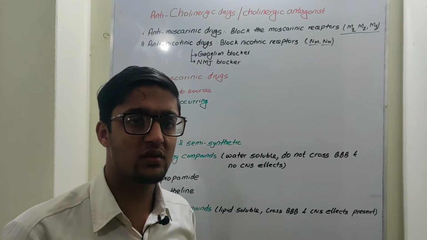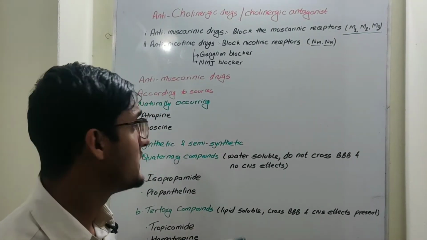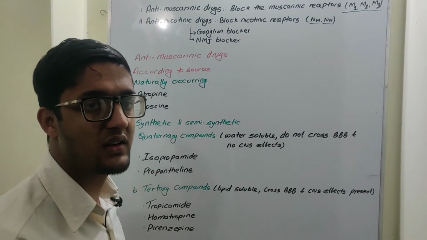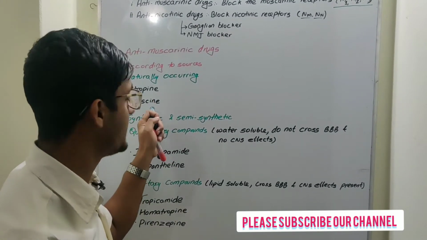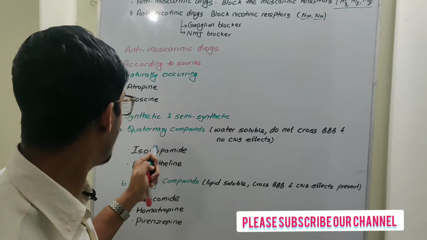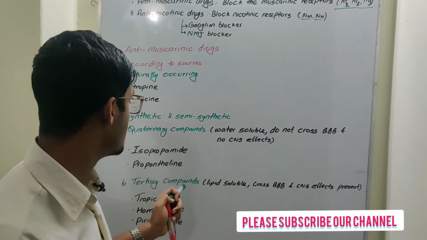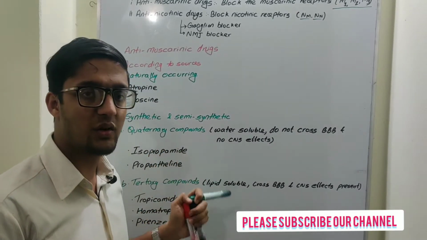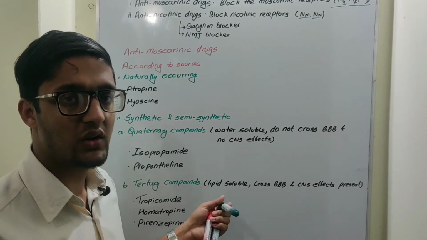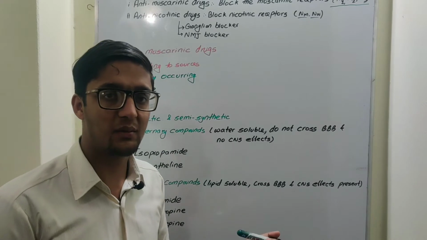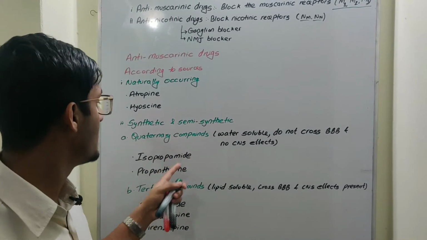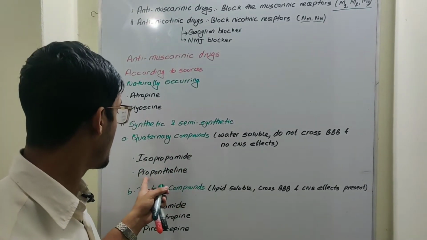Anti-muscarinic drugs, according to the source, are of two types: naturally occurring, and synthetic and semi-synthetic. Inside naturally occurring, the drugs are atropine and hyoscine, and inside synthetic and semi-synthetic there are further two types: quaternary compounds and tertiary compounds. Quaternary compounds are those drugs which are water soluble but not lipid soluble, so they don't cross the blood-brain barrier, so central nervous system effects are absent or less. Quaternary compounds include isopropamide and propantheline.